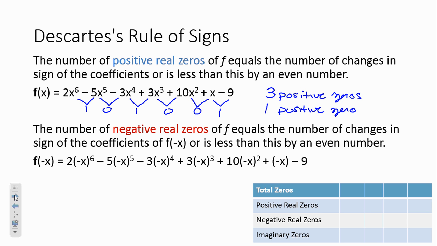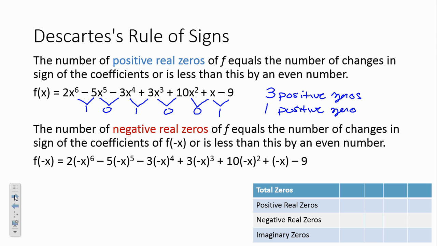So if we had 5 sign changes, then we could have 5, 3, or 1 positive zeros. Always by an even number. Always take away 2, because the imaginary numbers always have to come in pairs. So if they're taking up a zero, they're going to actually take up 2 zeros. And it's always going to decrease by 2.